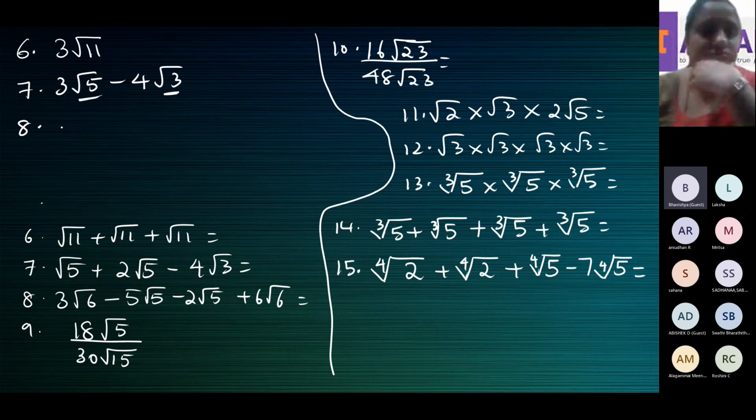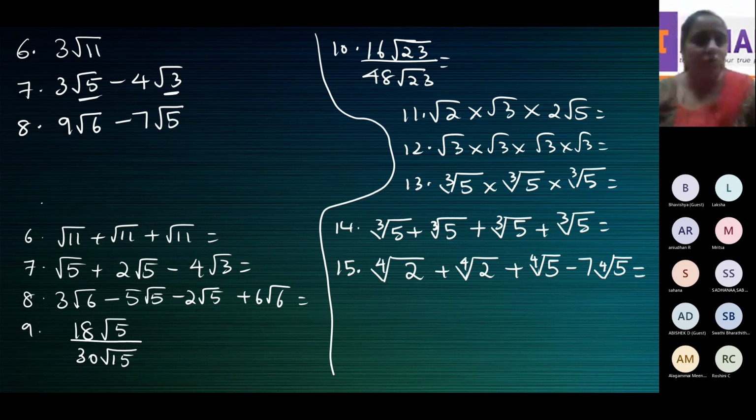Eighth one. 9 root 6 minus 7 root 5. Very good, Bhavishya. 9 root 6 minus 7 root 5. Because there's one root 6 here and root 6 here, 3 root 6 plus 6 root 6, 3 plus 6, 9. 9 root 6, not root 12. Root 6 plus root 6 is not root 12. Root 6 will come as it is.